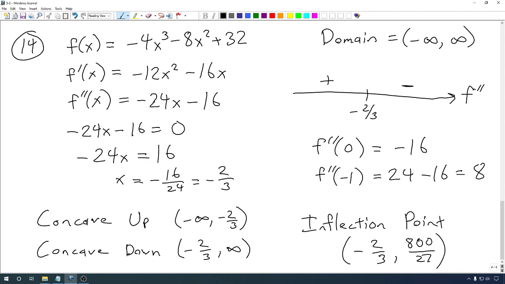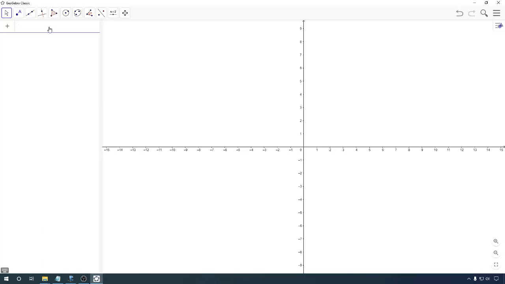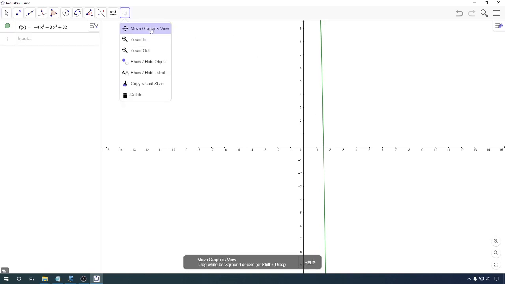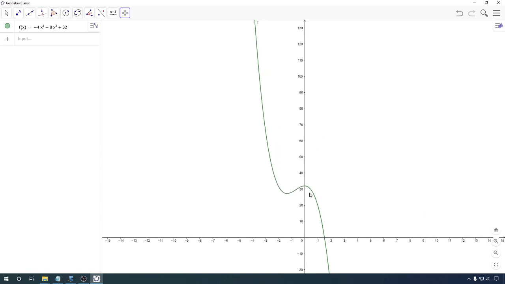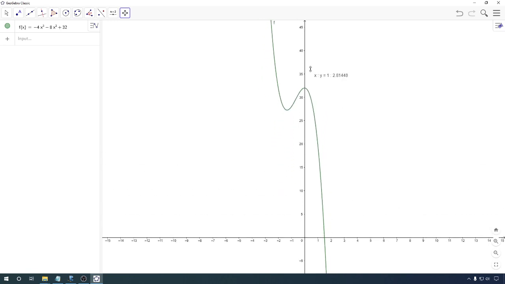Let's go ahead and actually graph this. Alright, so our function was negative 4x cubed minus 8x squared plus 32. And it kind of looks like it's way off the screen. Things are just really big. It actually is above 30 when it actually turns. Or I can go ahead and scale it like that. That'll be a little bit better.